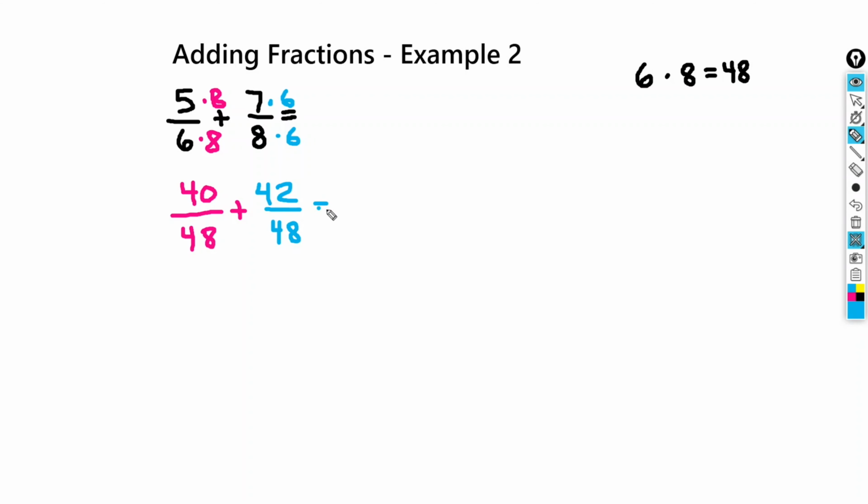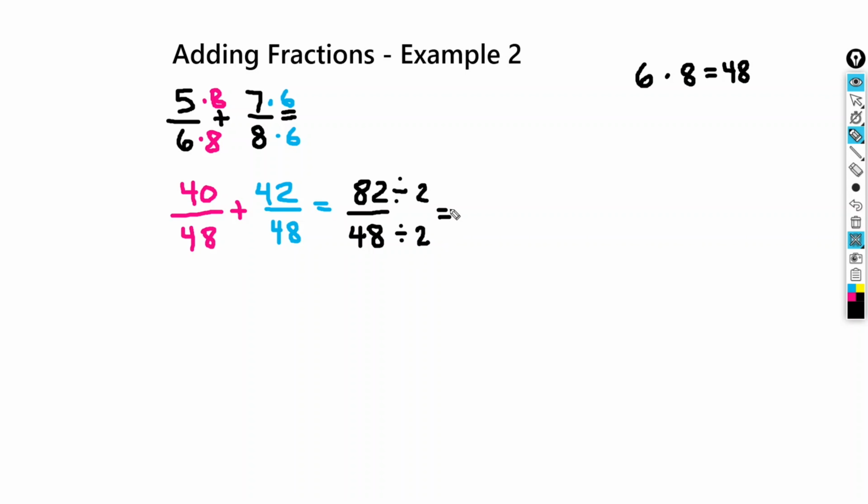So we're going to now add the numerators. So 40 plus 42 is 82. And keep the denominator the same, which is 48. I notice both are even numbers, so I'm going to start dividing by 2. And I do have a video on divisibility rules in case you want to check that out. But I'm just going to, again, quickly work through this.